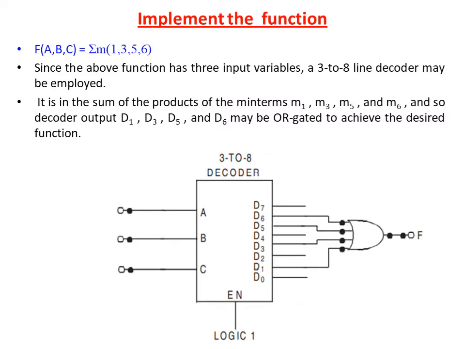Implement the following function 1, 3, 5, 6 that is in SOP form. For active high output implementation conditions we use the decoder with the min terms at the output. So we connect an OR gate to get the output. This way we can implement the functions.